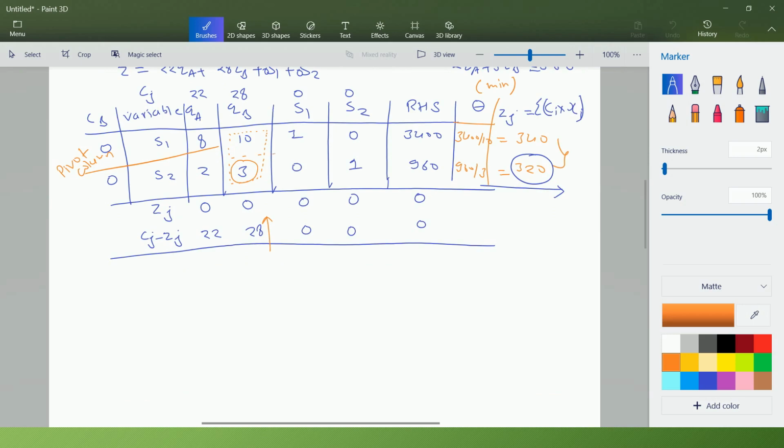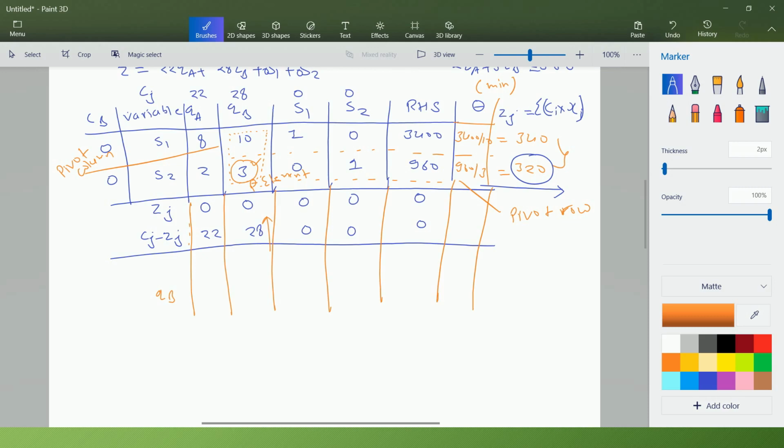So this row will be the pivot row, and this 3 will be the pivot element. Now I will write QB in place of S2, because QB is entering the problem and S2 is going out of the problem, okay. So here you will replace this S2 by dividing by the pivot element.